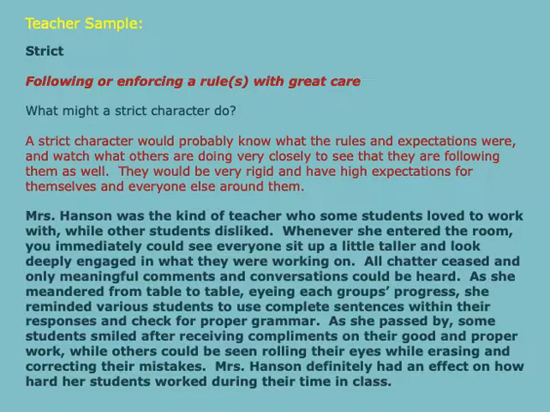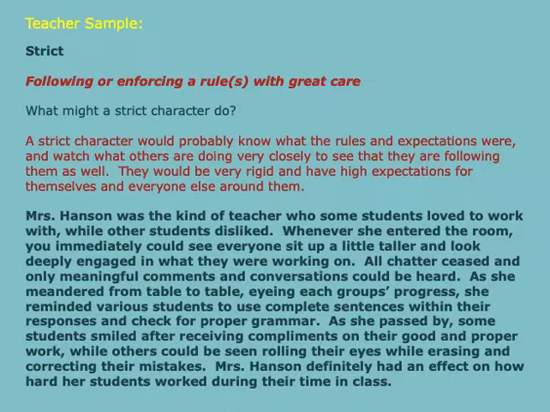So here's my example. Mrs. Hanson was the kind of teacher who some students loved to work with while other students disliked. Whenever she entered the room, you immediately could see everyone sit up a little taller and look deeply engaged in what they were working on. All chatter ceased and only meaningful comments and conversations could be heard.